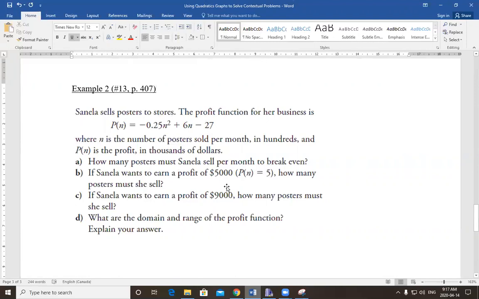All right, so the first thing we should do before anything is get this into Desmos. And if you don't want to type it in exactly, again, we can say that P, profit, is the dependent variable, so therefore y. And N is the number of posters, which is the independent variable, which of course is x. So we could replace y for P and x for N. Either way, we've got to get this equation in there.